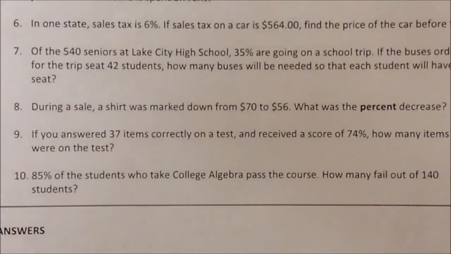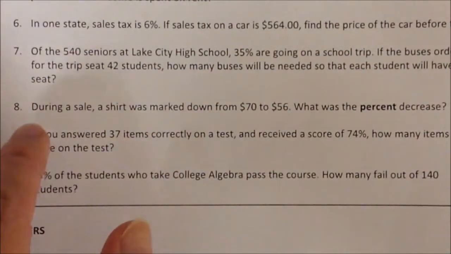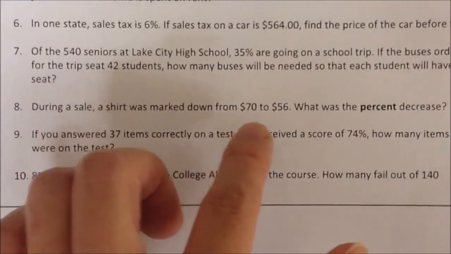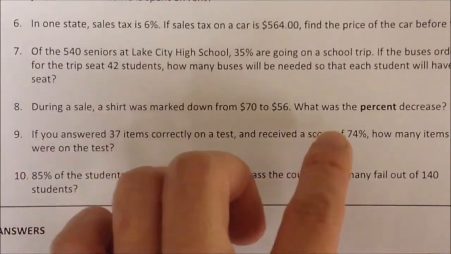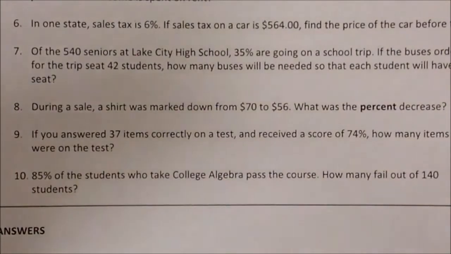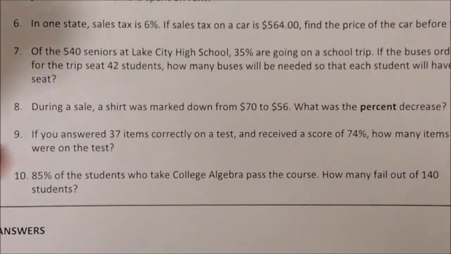Next example, we're going to work on number 8. Number 8 says, during a sale, a shirt was marked down from $70 to $56. What was the percent decrease? So this is going to be very similar to the last example. So pause the video to copy down the word problem, and we're going to work on how to pull the information and work it out.